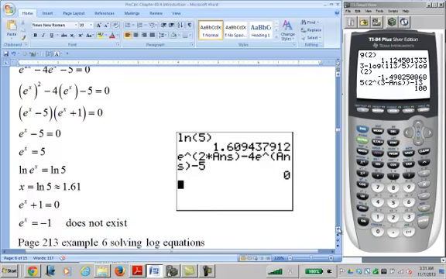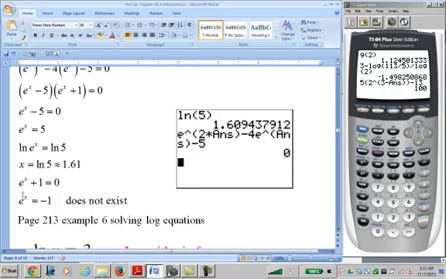Now, the other one is e to the x plus 1 equals 0. e to the x equals negative 1 does not exist. There is no power you can raise e to in which it will equal a negative number. So remember, the range for e to the x is going to be greater than 0. Okay.